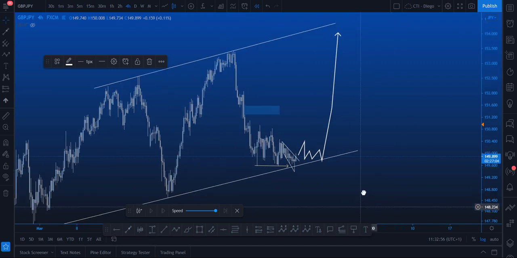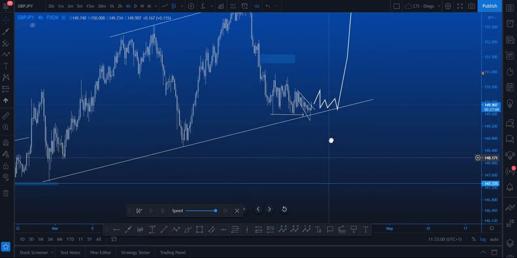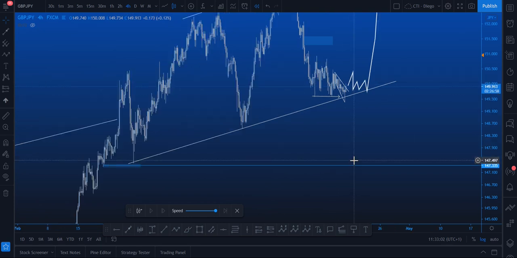Just keeping it really simple. That's if it comes. Obviously, if it completely drops from here, then I'm prepared to sell this if my schematics come. So that's pound yen.